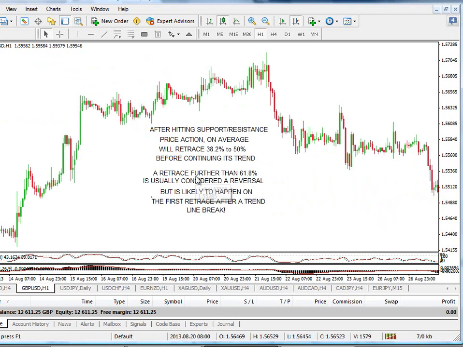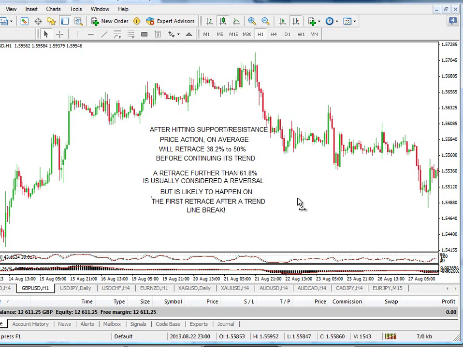So before we close this video, just run through the most important factors on trading the Fibonacci. The first one is after hitting support or resistance, price action on average will retrace 38.2% to 50% before continuing its trend. The next one is a retrace further than 61.8% is usually considered a reversal, but it's likely to happen on the first retrace after a trend line break.